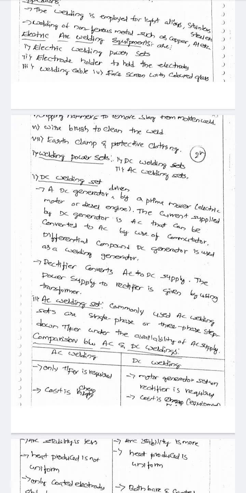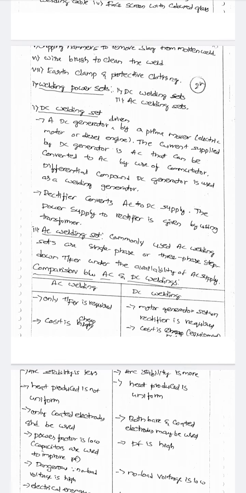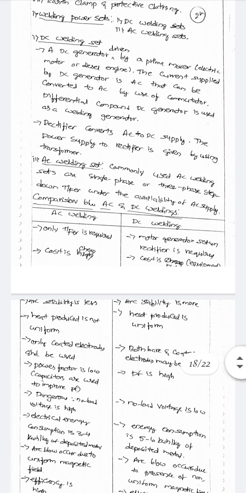Next, welding power sets. Which type of power do you have to use? AC power and DC power. Next, DC welding set. A DC generator driven by a prime mover or electric motor is used, whereas a rectifier converts AC to DC. Rectifier's function is that AC is converted to DC. Next, AC welding set. Commonly used AC welding sets are single phase or three phase step down transformers.